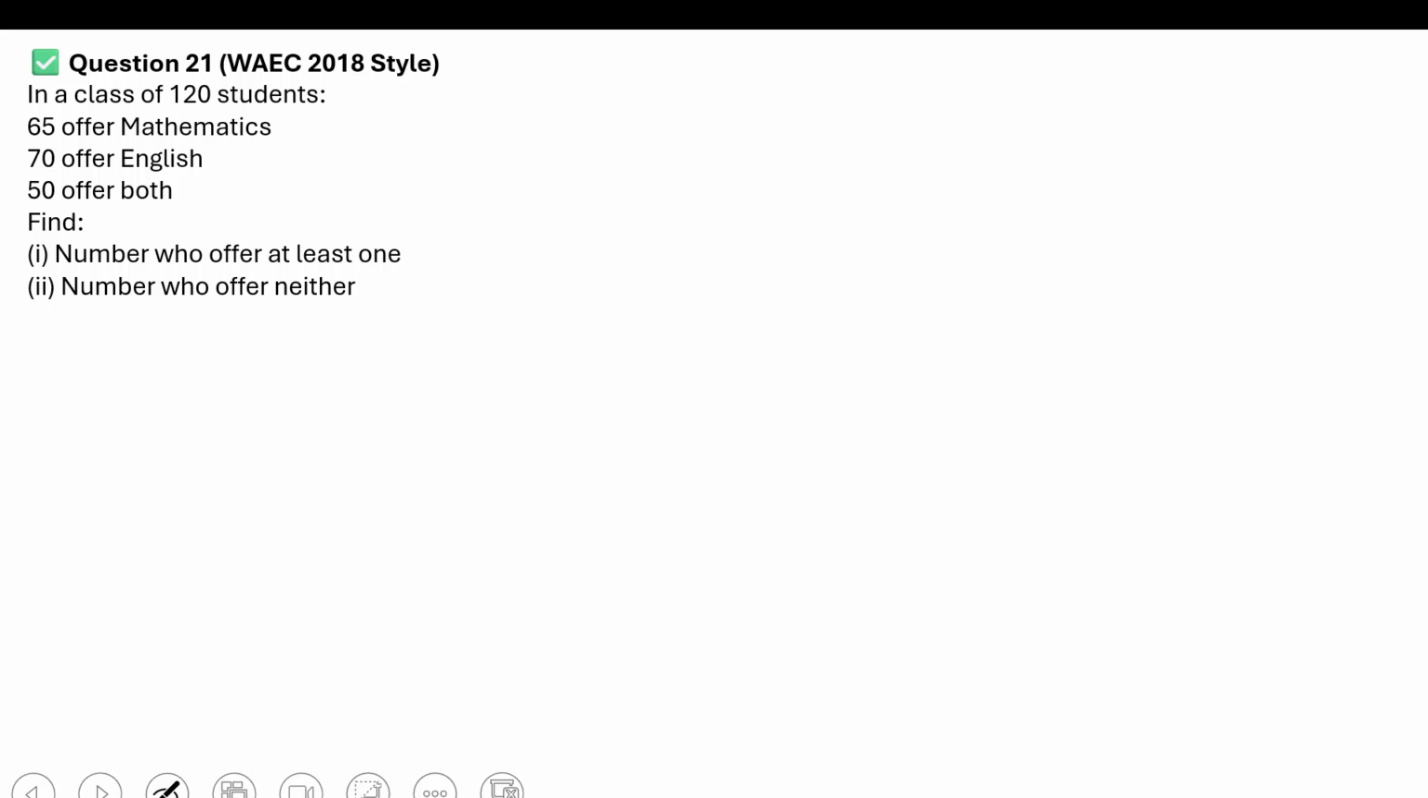21. WAEC 2018. It says in a class of 120 students, 65 offer mathematics, 70 offer English, 50 offer both. Find number 1, the number who offer at least one, and number 2, the number who offer neither.